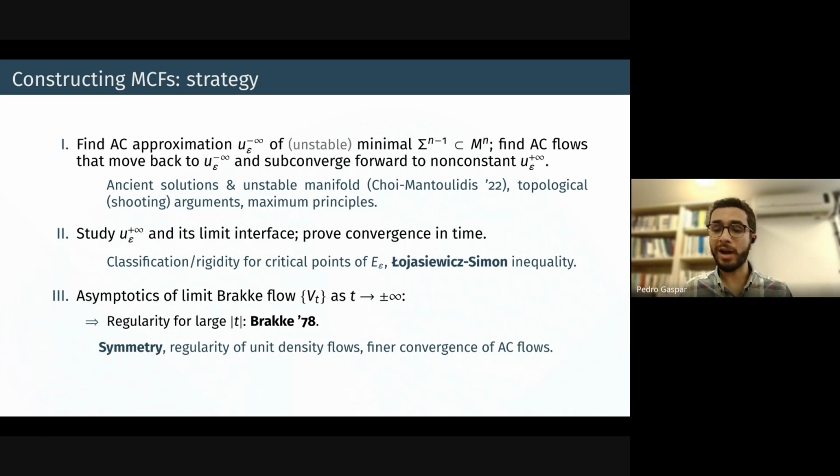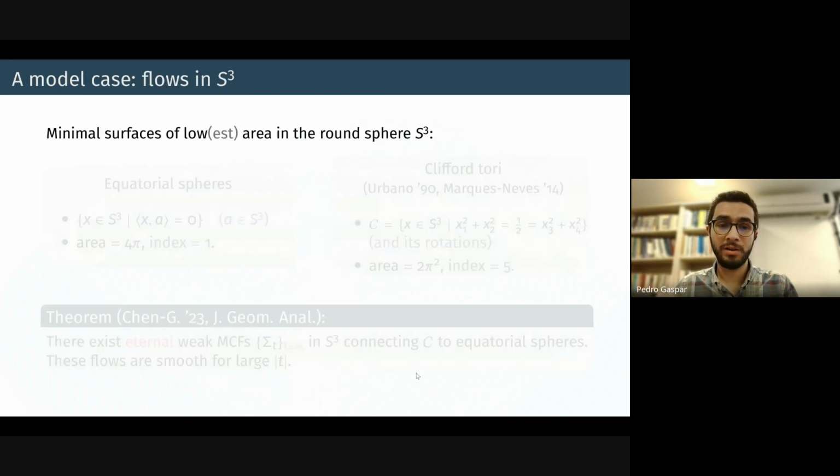But this is more or less the strategy. We approximate a given minimal surface by a critical point for the energy. We consider its unstable manifold. We run the parabolic flow, and hopefully we produce some interesting Allen-Cahn flows whose limits are going to give us interesting mean curvature flows.